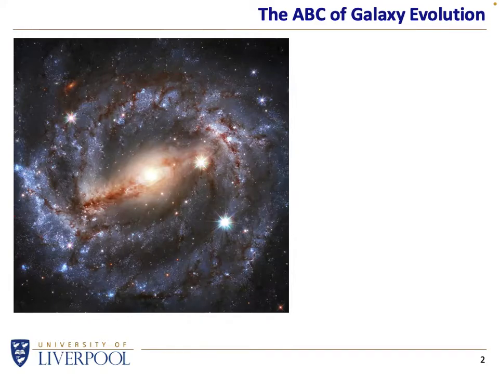So this is a talk about how galaxies come to be. When we look out into the universe, we find the universe is full of galaxies. We live inside one, and there are trillions of others. The question is, how did these galaxies come to be the way they are?